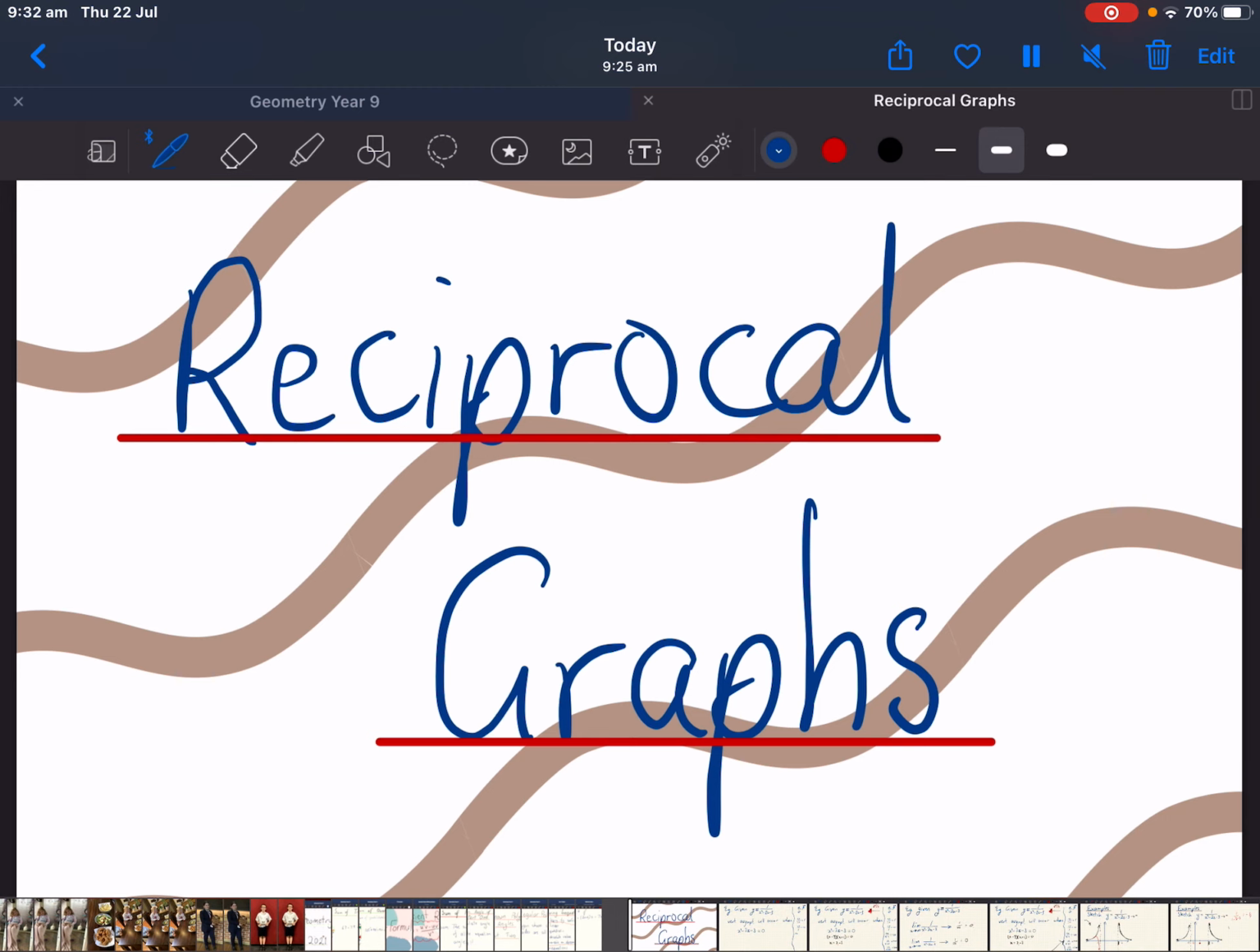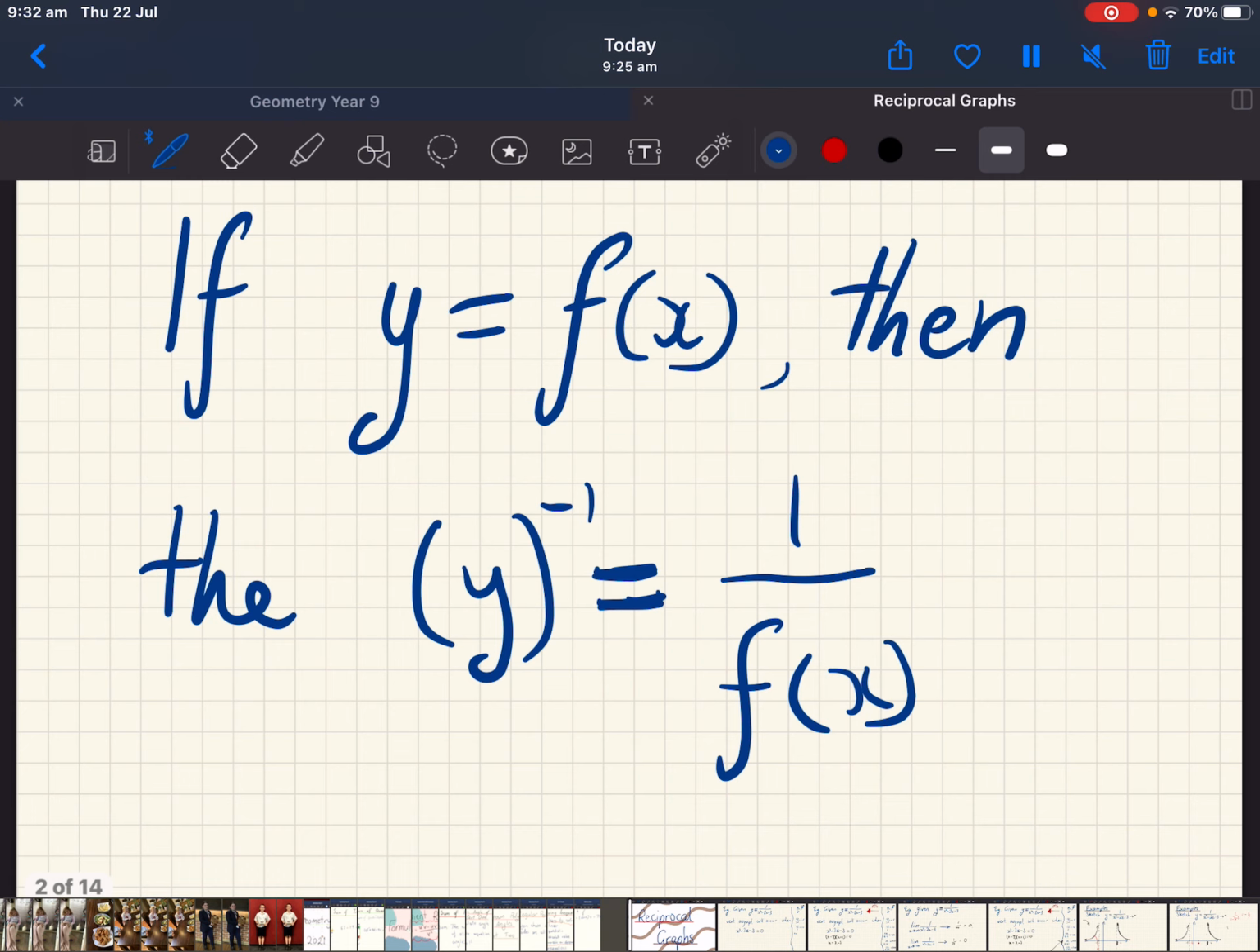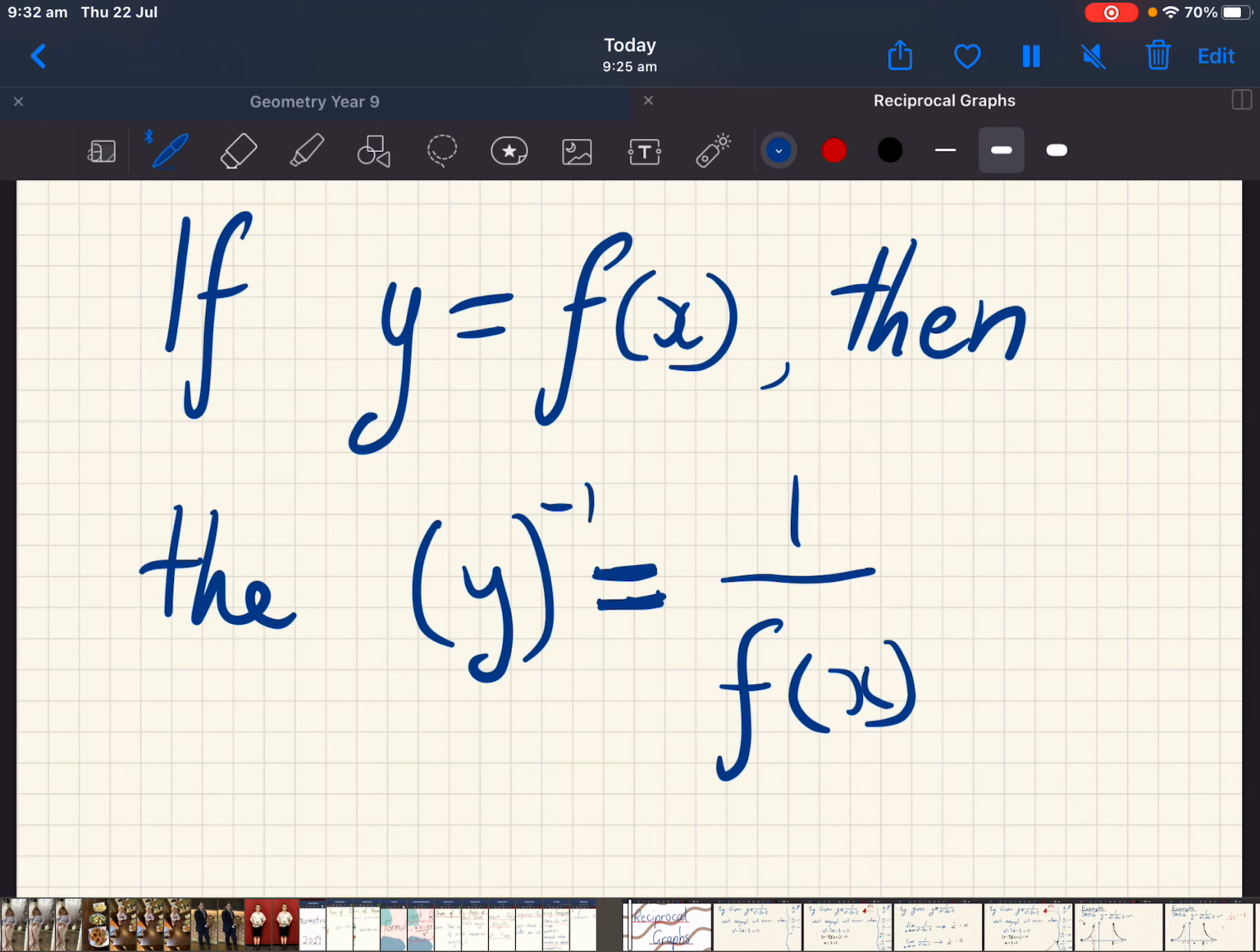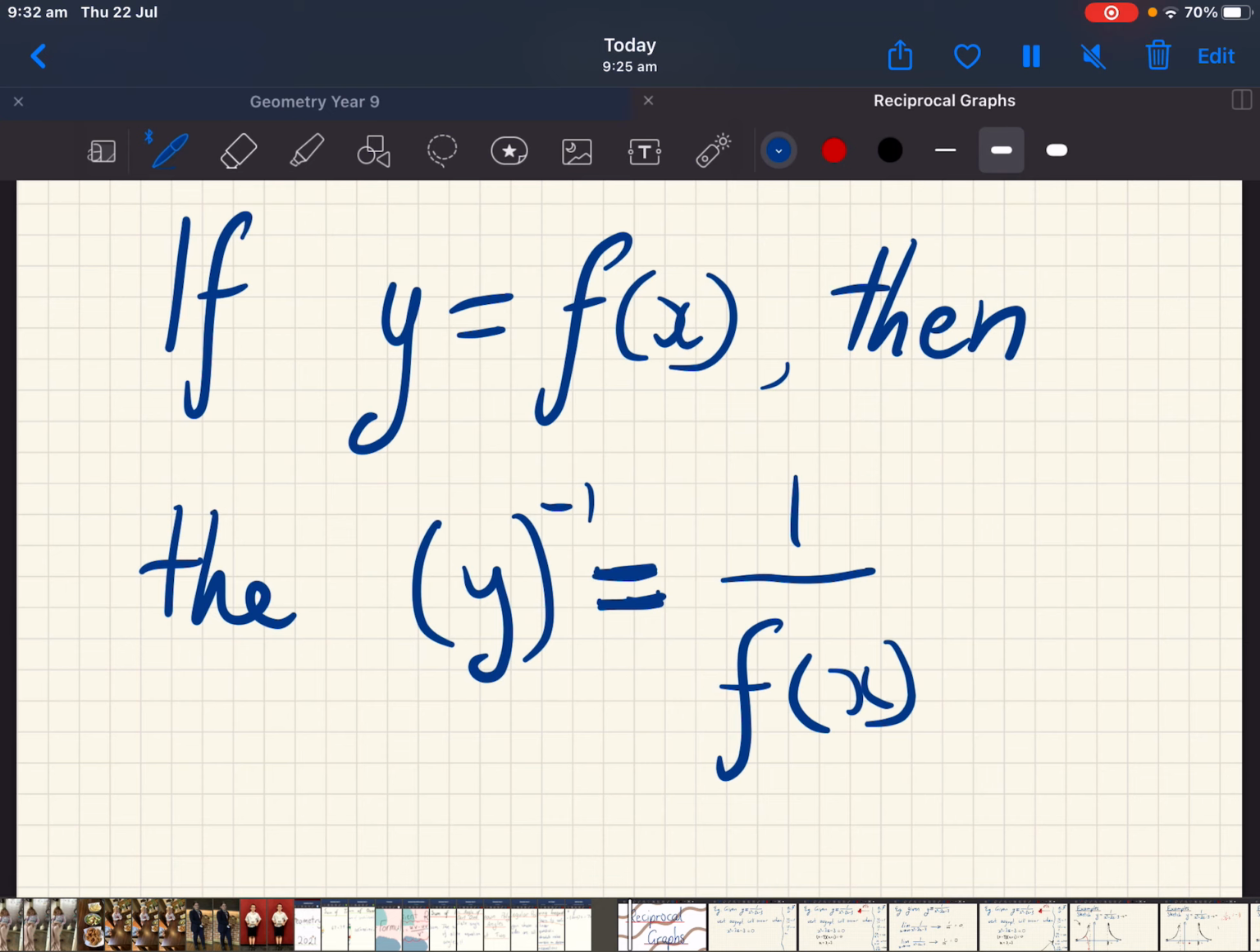Okay, so in this video, we're covering reciprocal graphs, and I started with, hey, we got some function f of x, then the reciprocal will be y equals 1 over f of x, right? That's what the reciprocal is. It's 1 over whatever it originally was.